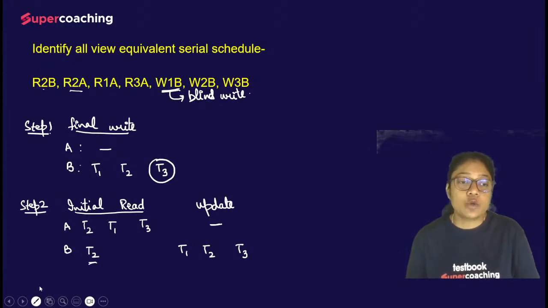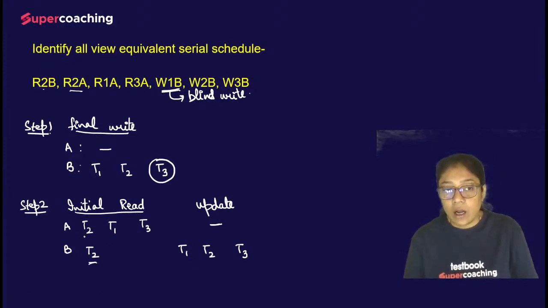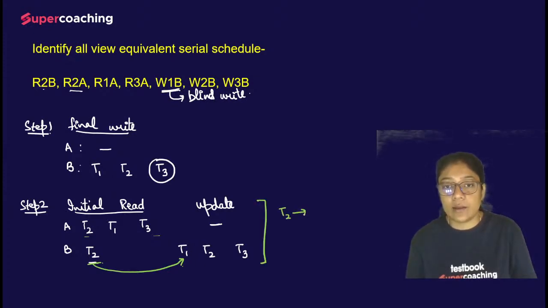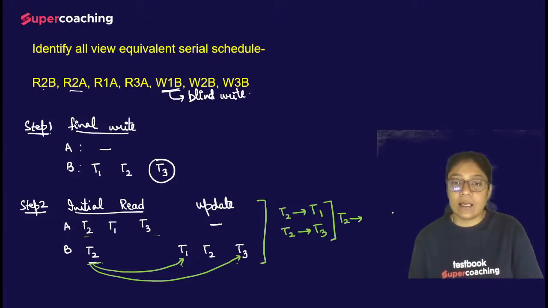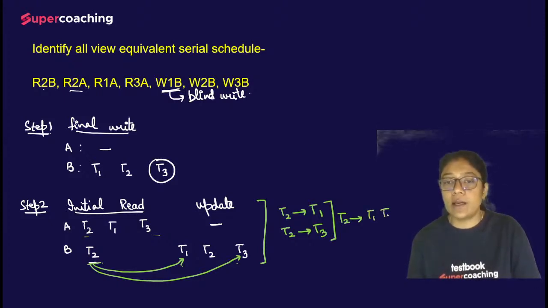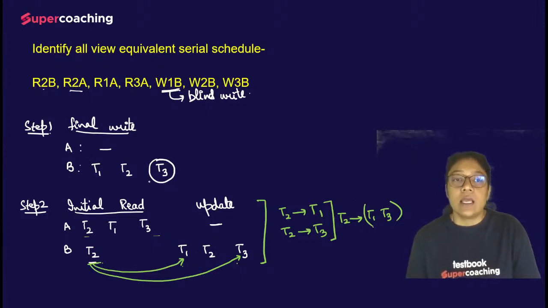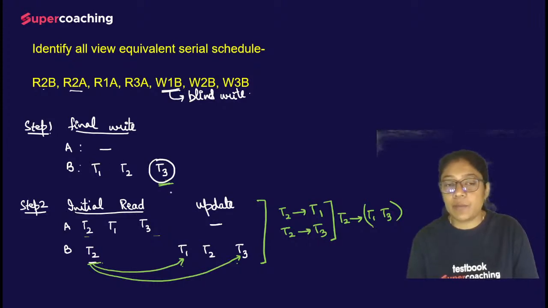तो यहाँ से आपके पास कुछ pairs आएंगे. After initial read, there is no write. After reading the value, it is updated by T1. So here we are getting one conflict pair, T2 to T1. Here we are getting one conflict pair, T2 to T3. Or simply you can say that T2 will be executing first, and then we'll get T1 and T3. Here we got one thing, that T3 should come at the end because it's performing the final write.